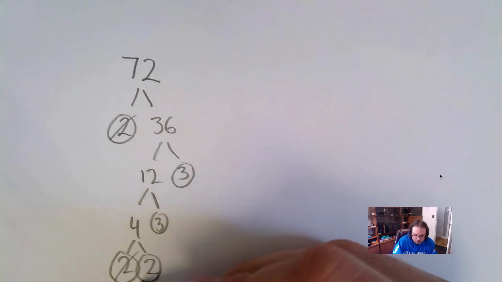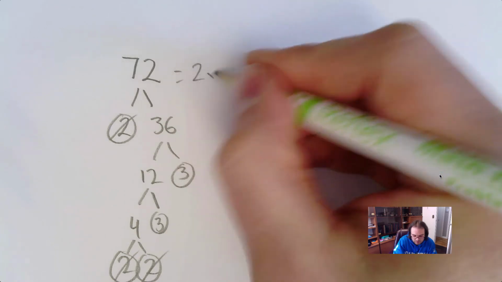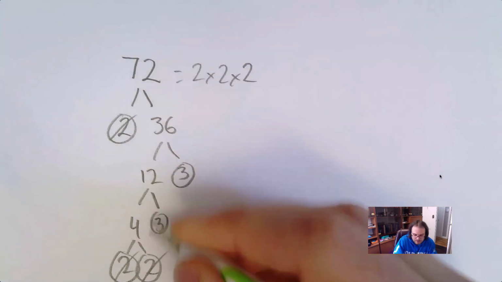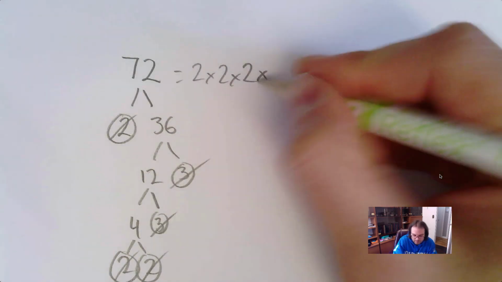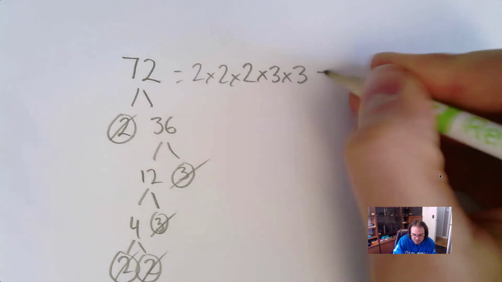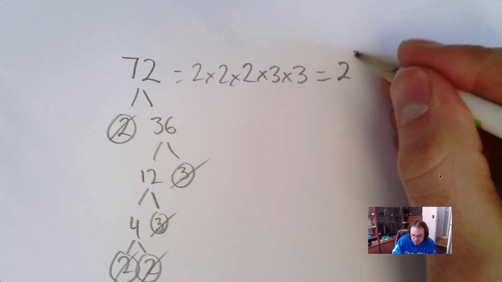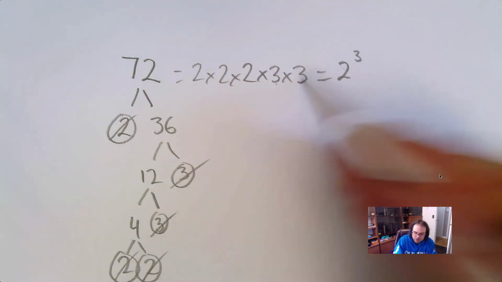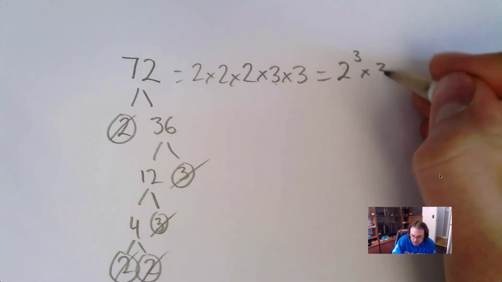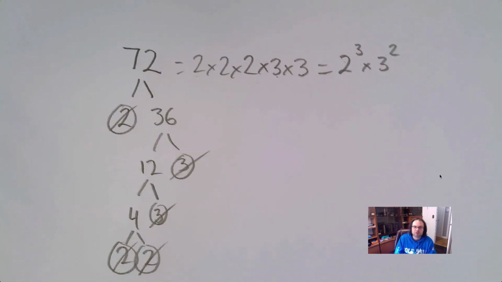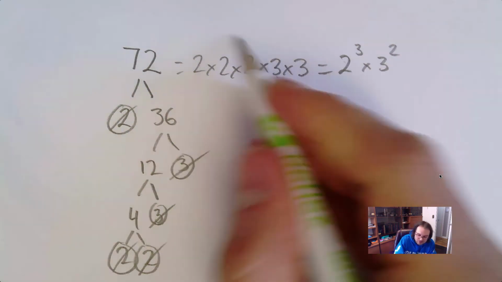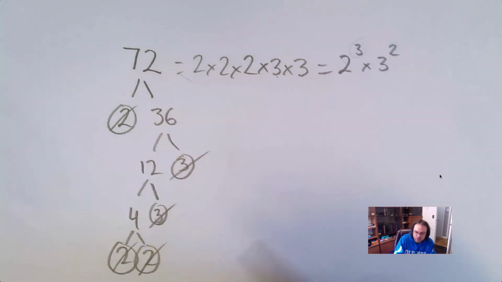So now let's see how many 2's we have. We have 1, 2, 3 2's. We have 1, 2 3's. So altogether, I have 3 2's, which is 2 to the 3, and I have 2 3's, which is 3 squared. And that's how we do prime factorization with exponents. We're doing the same thing, except everything that's repeated, we put that into a little number and just write it like that.